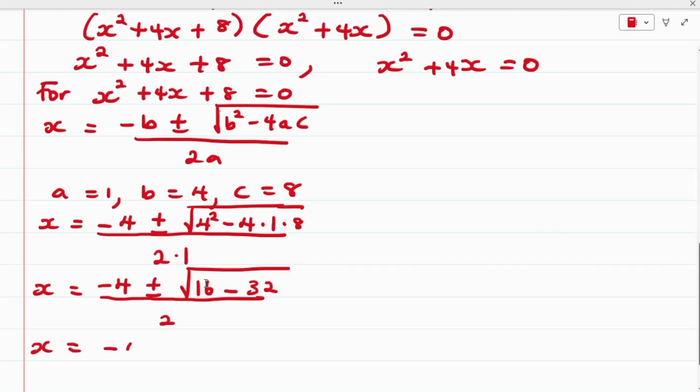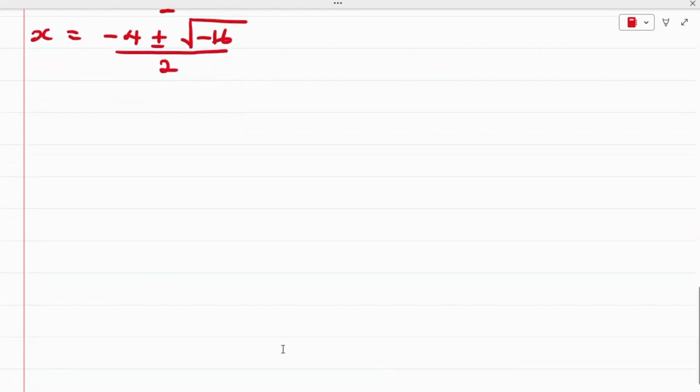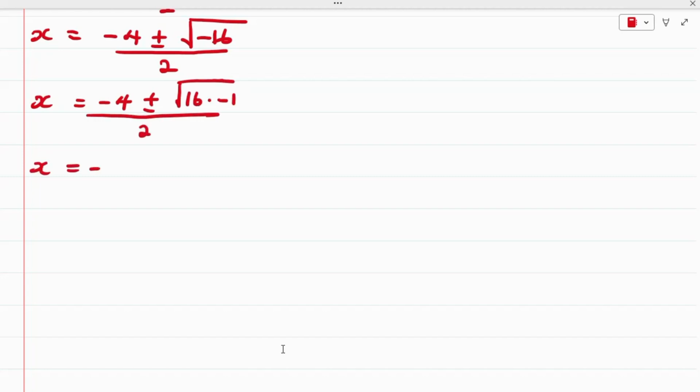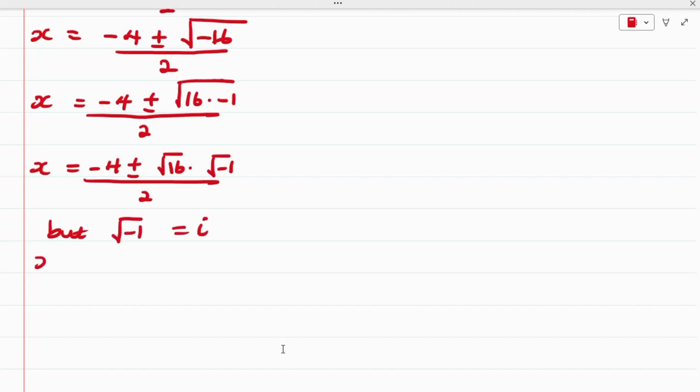So x is equal to minus 4 plus or minus the square root of 16 minus 32 is minus 16, divided by 2. So we have that x is equal to minus 4 plus or minus the square root of 16 multiplied by negative 1, divided by 2. So x is equal to minus 4 plus or minus the square root of 16 multiplied by the square root of minus 1, divided by 2. But the square root of negative 1 is equal to i. So we have that x is equal to minus 4 plus or minus the square root of 16 is 4, the square root of negative 1 is i, divided by 2.